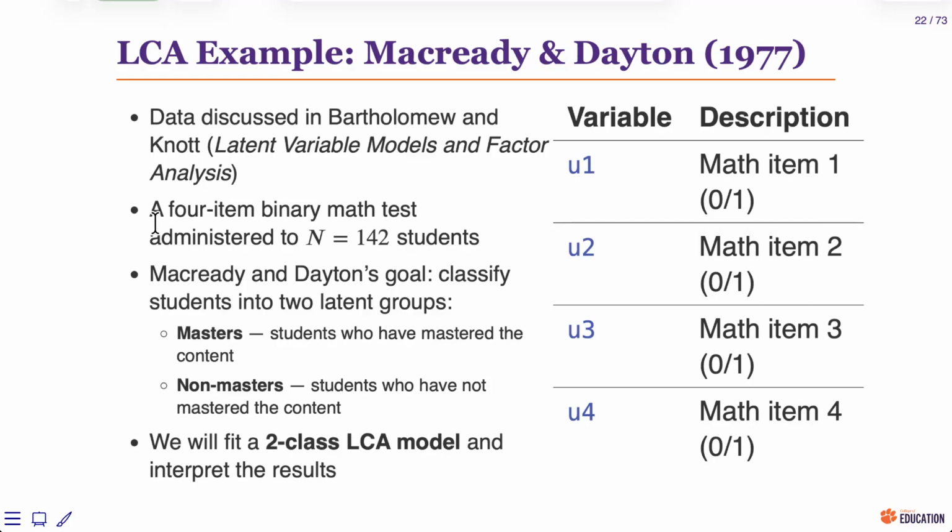And they took those 4 items and gave it to 142 different students. What they ended up finding was that a 2-class solution seemed to fit best. And those 2 classes sort of differentiated students into what they called masters and non-masters.